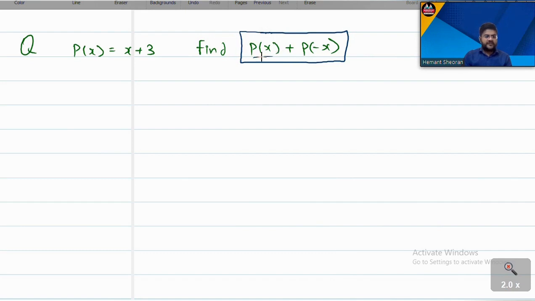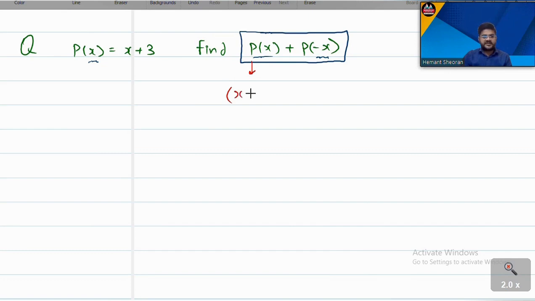We already have the p of x. Do we have p of minus x with us? No. So how can we find out p of negative x? Just replace the x in the whole equation with the negative x. Get it? So we can just substitute it.